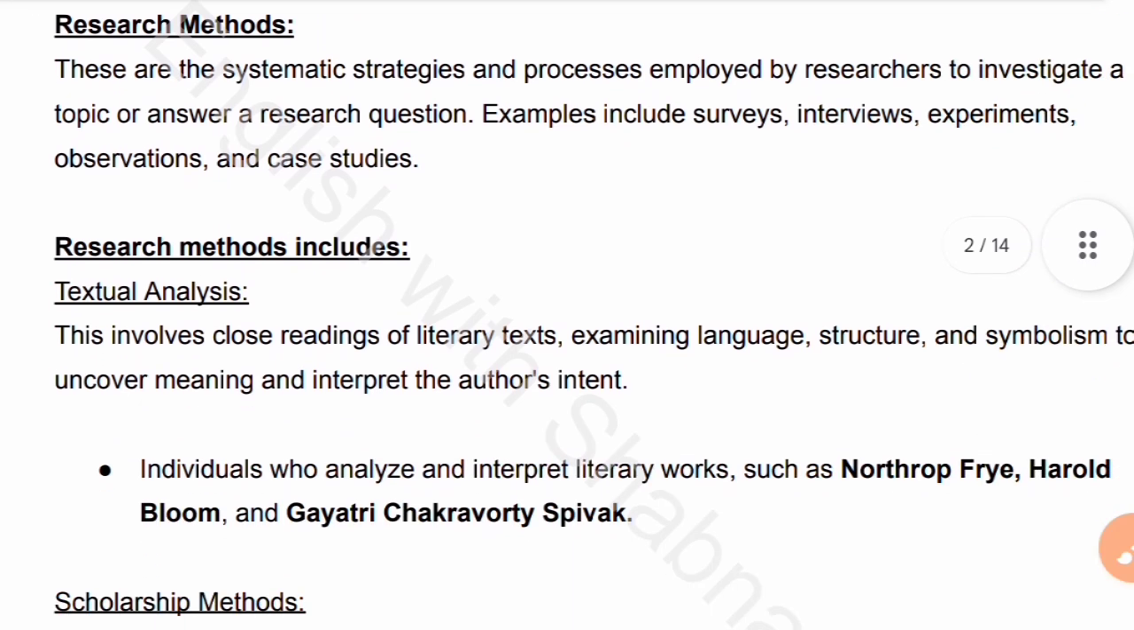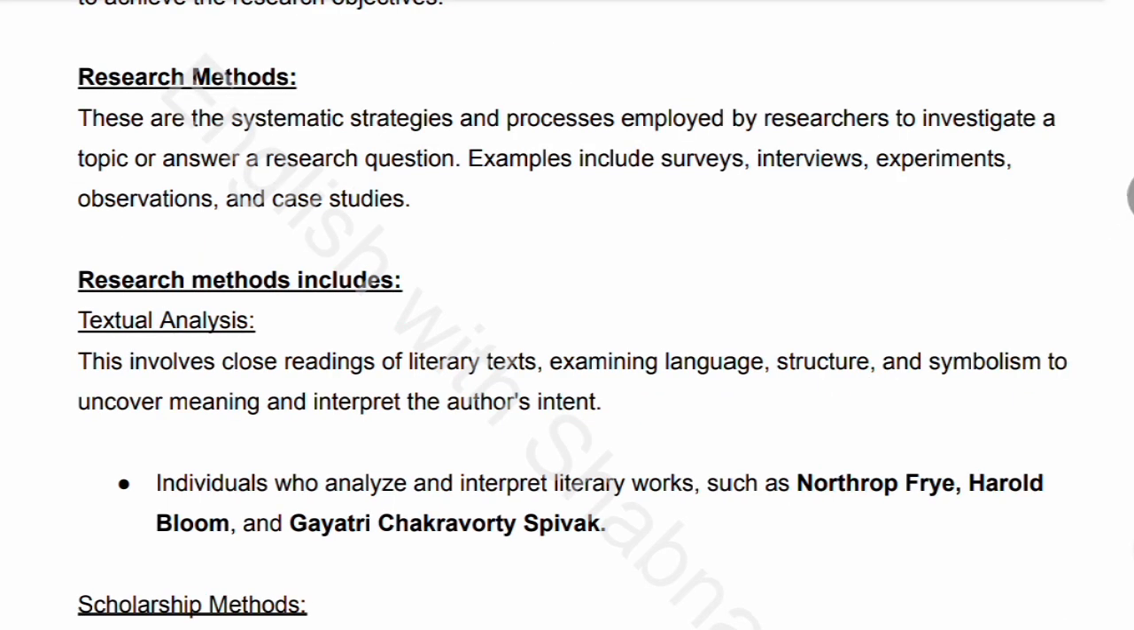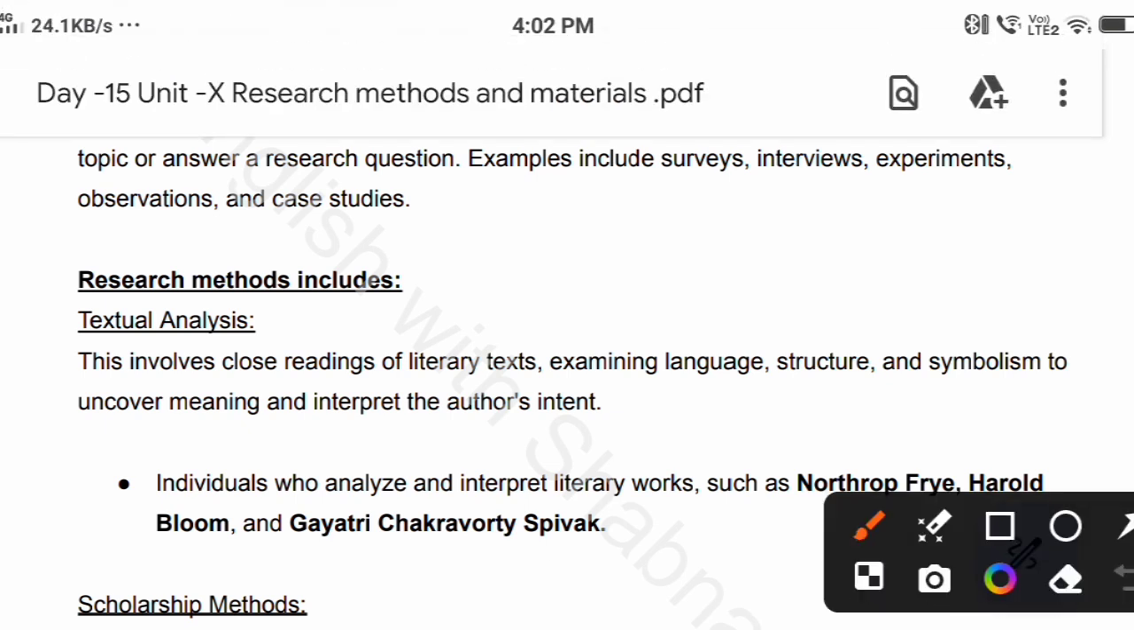Research methods include, that means the methods by which we complete our research. So here I have mentioned everything. Textual analysis: this involves close reading of literary text, examining language, structure, and symbolism to uncover meaning and interpret the author's intent. So now you know that research methods include textual analysis. That means step by step you will see the methods by which researchers have researched a specific text, topic, or anything else. Individuals who analyze and interpret literary works include Northrop Frye, Harold Bloom, and Gayatri Chakravorty Spivak. These are the textual analysis researchers who have contributed to the field.